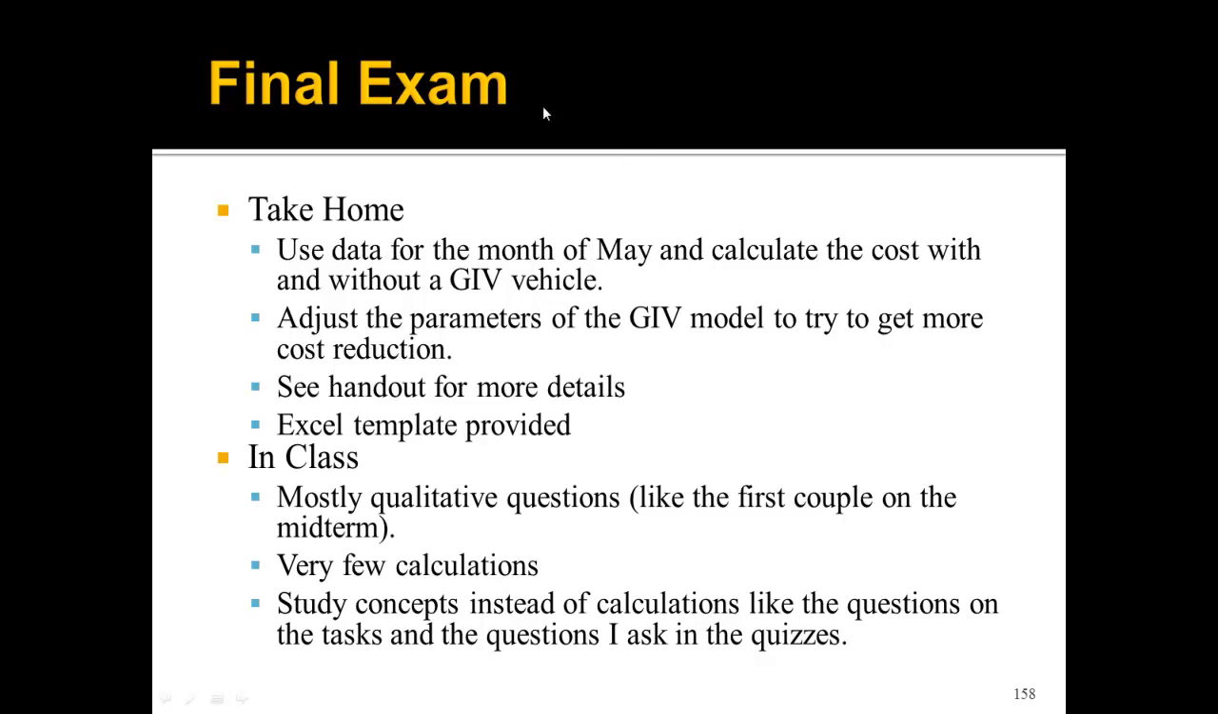So like I said, the final exam is going to be two parts. The take home is going to use data for the month of June, actually. I messed up there. And calculate the cost with and without a grid integrated vehicle, so an electric vehicle that can send power both ways. And then you're going to adjust the parameters of the GIV model to try to get more cost reduction. There's going to be a handout provided for more details, so don't worry, we'll go over that more. And there's also going to be an Excel template with most of the model things filled out already for you.